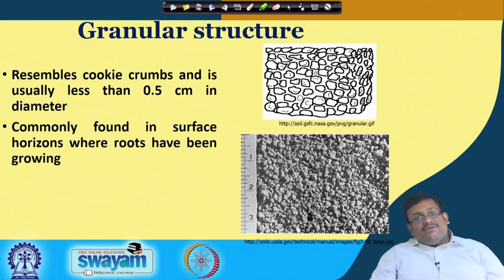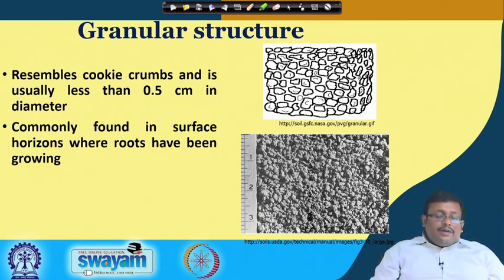Remember that the granular structure resembles cookie crumbs, and it is usually less than 0.5 centimeter in diameter, as you can see in these pictures. And these granular structures are commonly found in surface horizons where roots have been growing. So, this type of structure is very favorable for growth of the plant, because they allow easy air and water movement.